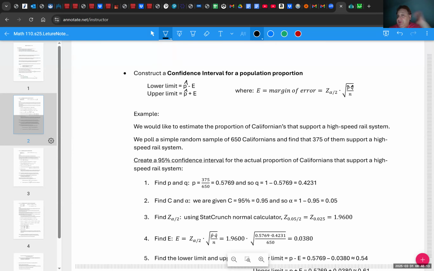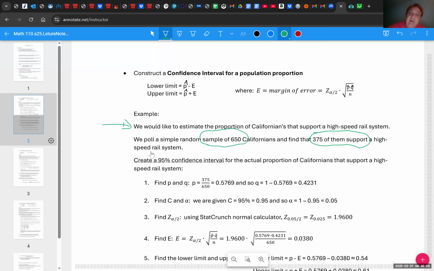Okay, so let's do an example where I show you how to do the calculations. My example is we would like to estimate the proportion of Californians that support a high-speed rail system. So we're going to get a sample. I'm going to pull a simple random sample of 650 Californians, or I'm going to pretend that I do that for the example here. And I ask them, do you support a high-speed rail system? Let's suppose that out of the sample of 650 Californians, 375 of them support it.